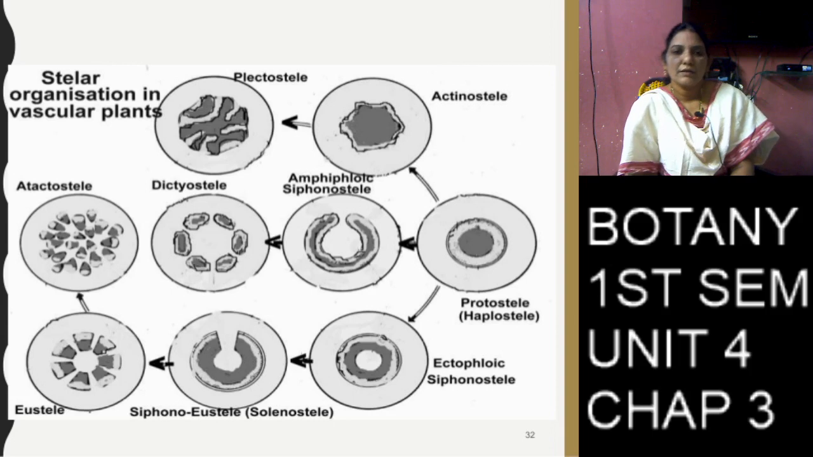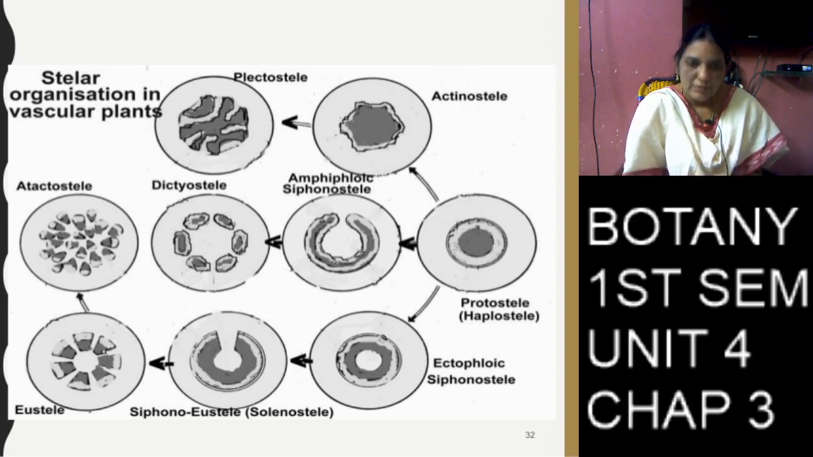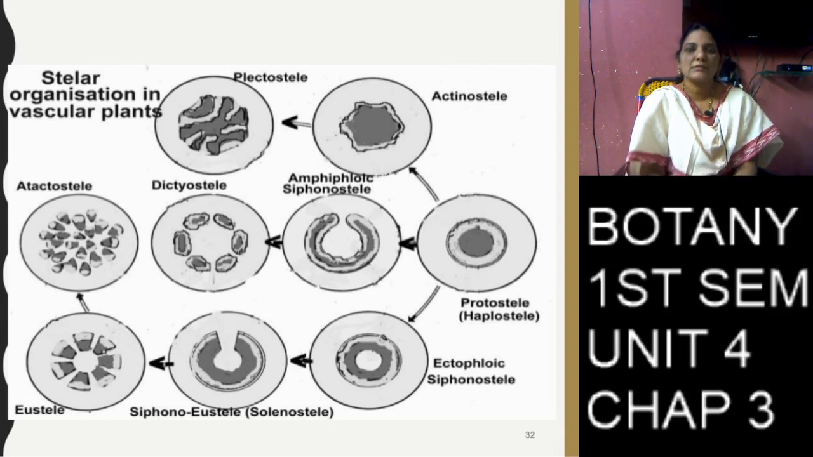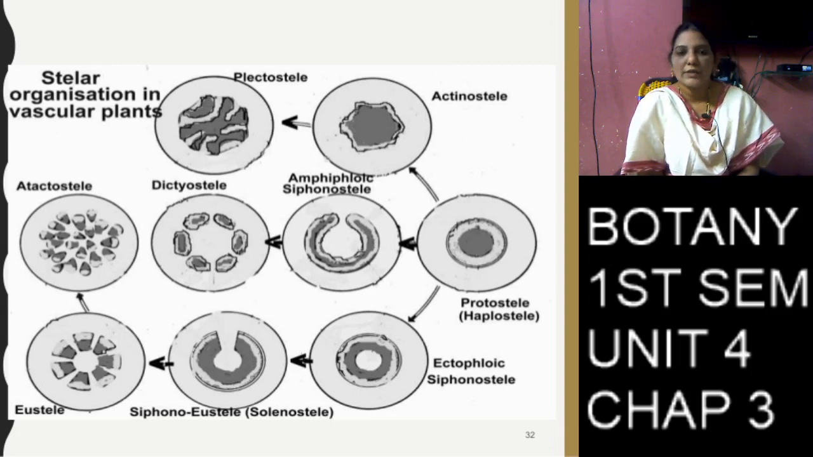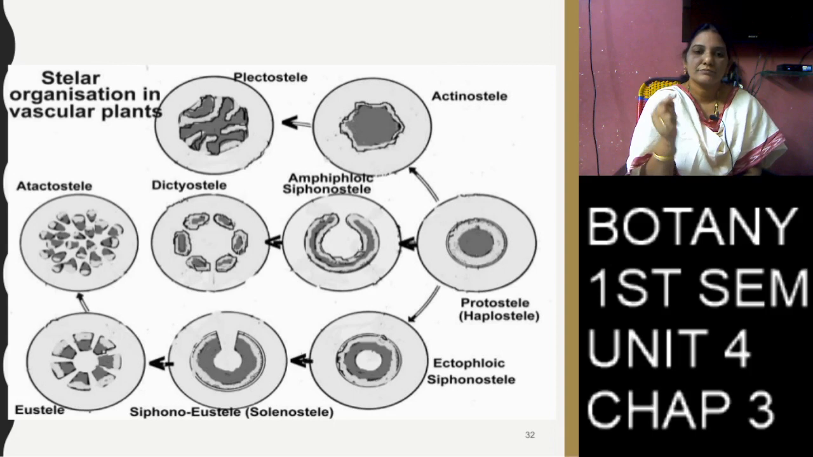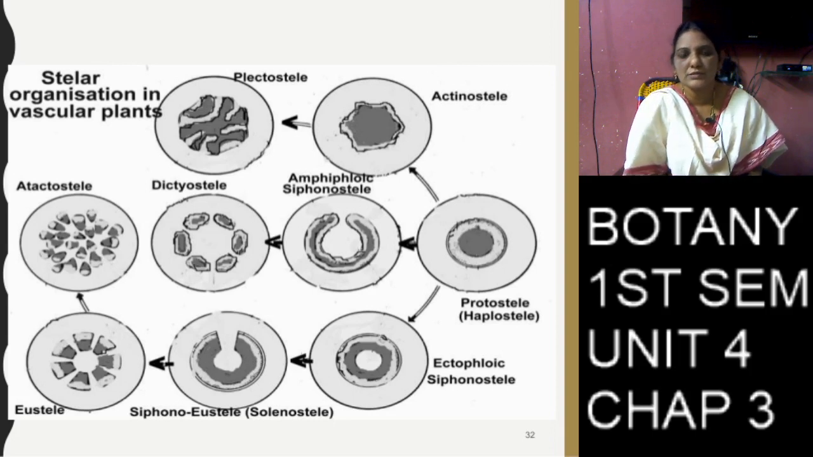Then, coming to the next diagram. Here there is a leaf gap, only one leaf gap. The stele having leaf gaps is called solenostele. There are two types of solenostele: one is ectophloic solenostele, another one is amphiphloic solenostele.